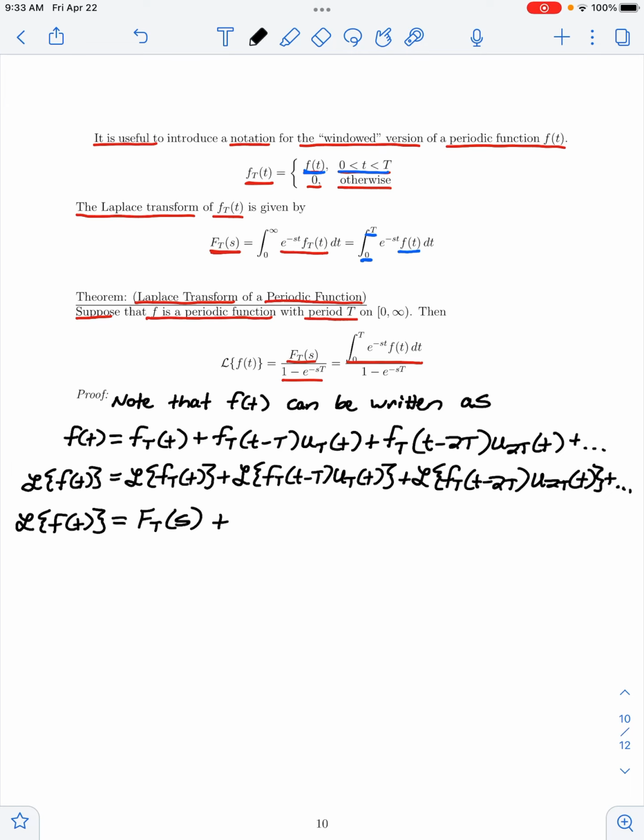and then plus, for this next term, let's see what we have. I have a unit step function at time capital T times the windowed version shifted capital T units to the right. So by theorem 6.3.1, or property 13 in our table of Laplace transforms, the transform of this function would be given by e to the negative s times capital T times the Laplace transform of the windowed version, which we denote as capital F sub T of s.